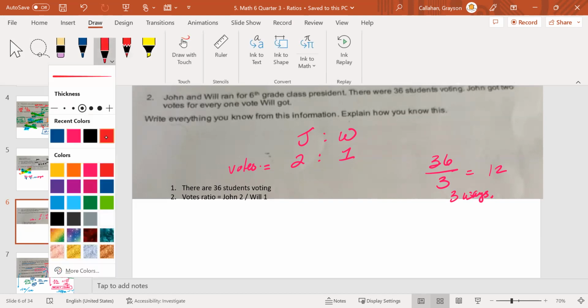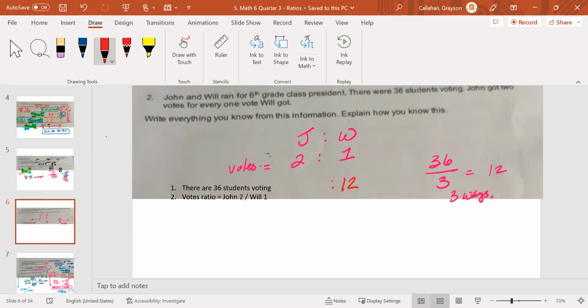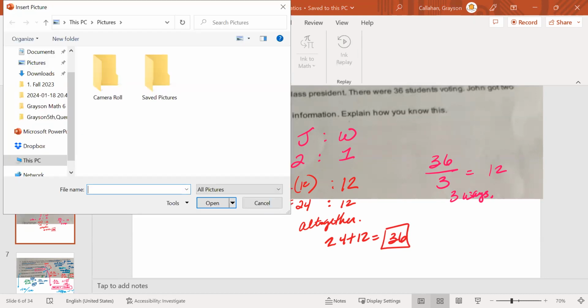So since John got 2 votes for every 1 vote that Will got, if Will got 12 votes, then John will get 2 times 12 because this is twice as much. Do you see that? 12 times 2 is what? 24. So Will got 12 votes, John got 24. And all together, there are 36 students, right? So what's 24 plus 12? 36. And that makes sense. So this is everything that you know.